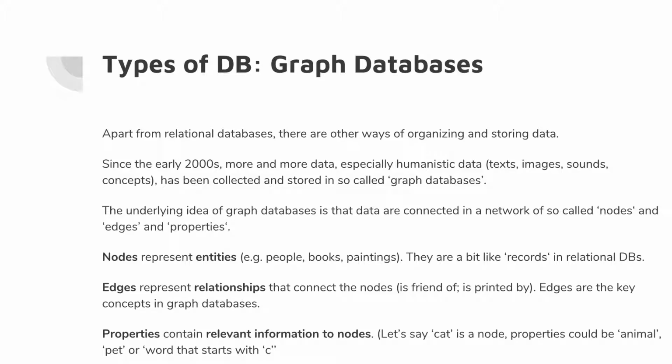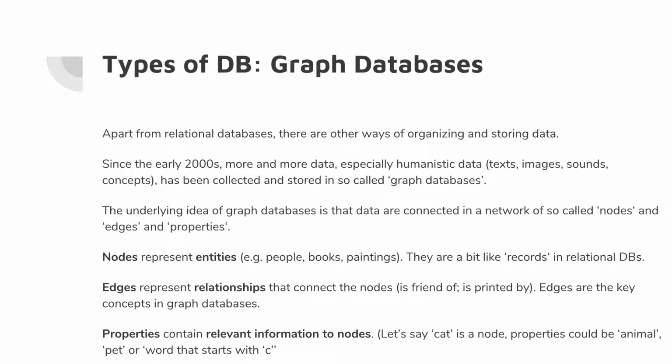Nodes represent entities. For example, people, or books, or paintings, or stones, or whatever. And they are, in a way, a bit like the records. Think about our rows in the relational databases. And then you have edges. And the edges in the graph database, they represent the relationships that connect the nodes to each other.